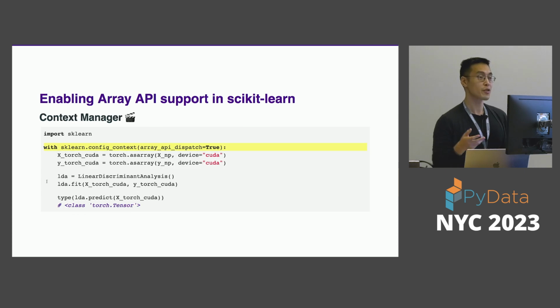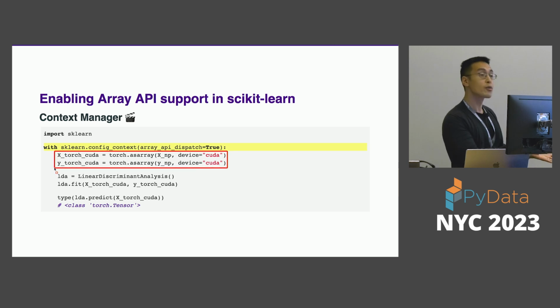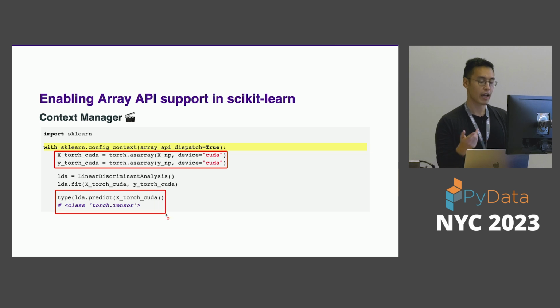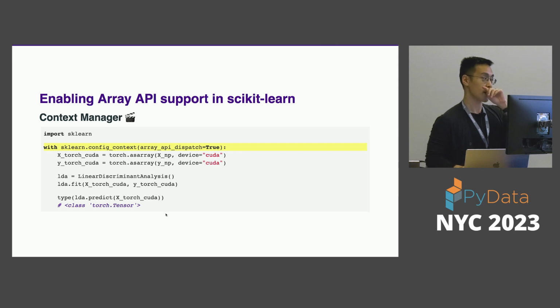The second way is a context manager. You can set array_api_dispatch equal to True. In this case, I place things on CUDA, and so now it's running on PyTorch but on CUDA. Everything's exactly the same. It's the same API after that. Everything that comes out of this estimator is now a CUDA tensor. It's a PyTorch tensor backed by a CUDA device. So that's it. That's all you have to do. It's just the context manager.